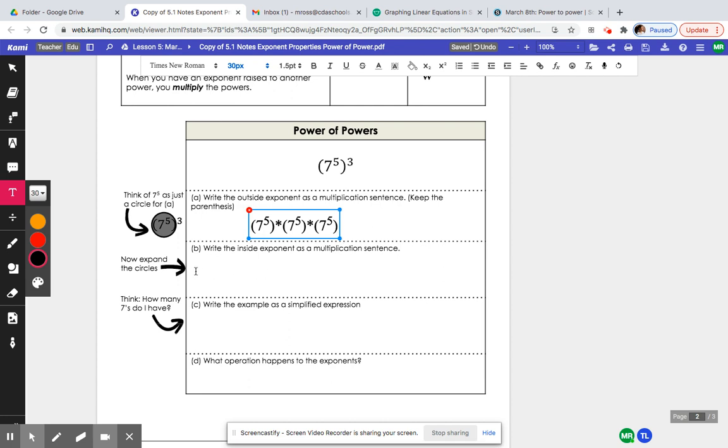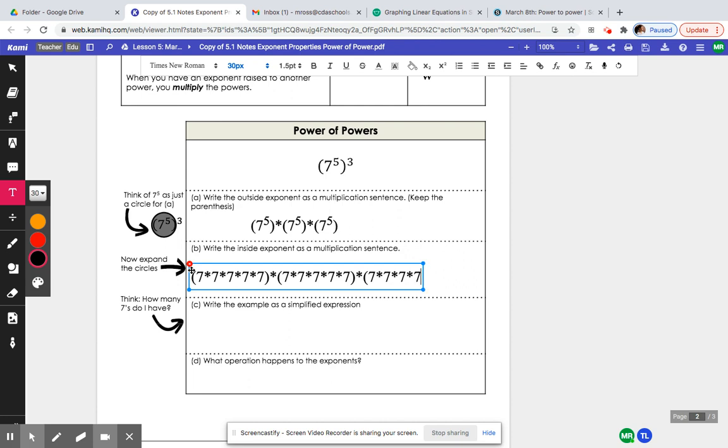And then if we come down here, B, we can actually expand this out a little bit farther, right? If we know we have 7 to the 5th, we can do 7 times 7 times 7 times 7 times 7. Again, another 7 times 7 times 7 times 7 times 7. And then our last one, 7 times 7 times 7 times 7 times 7, right? Because we have 7 to the 5th times 7 to the 5th times 7 to the 5th. And so that is why we are going to have 15, right? 1, 2, 3, 4, 5, 6, 7, 8, 9, 10, 11, 12, 13, 14, 15. 15 sevens multiplied by each other. And so that's why we multiply our exponents together.